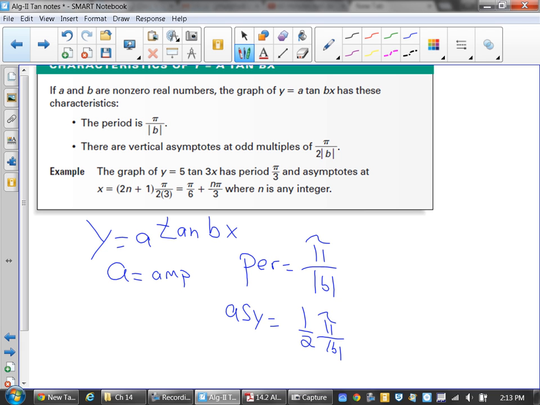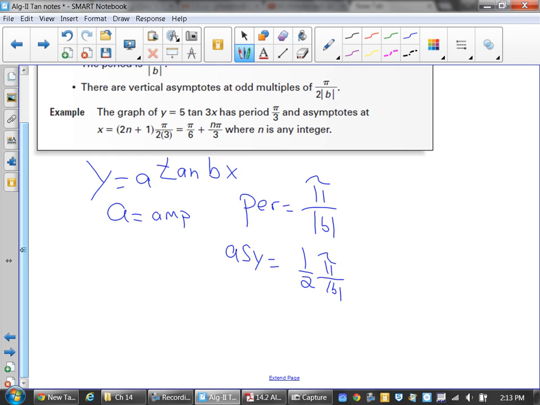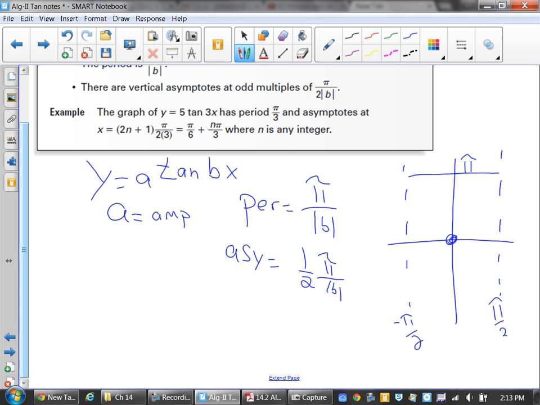The B value helps you to find the period. Your period for the tangent is going to be pi over the absolute value of B, and your asymptotes are going to occur at 1/2 your period. You're going to have 2 asymptotes. If you think about what we just did with the parent function, we went through the origin. We had asymptotes at pi over 2 and negative pi over 2. Our period was pi. Half of it occurs on one side, the other half occurs on the other side.